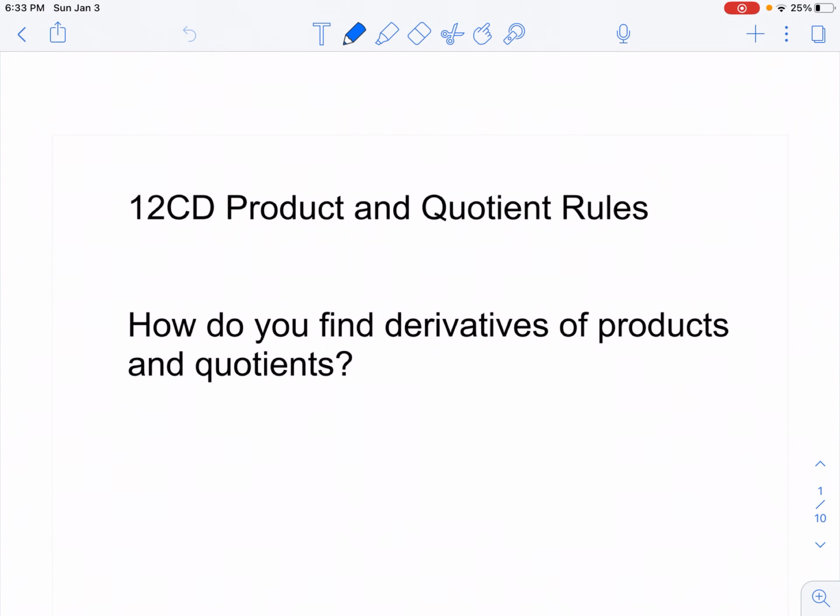All right, so before in 12b we learned the chain rule, and that was how to find derivatives of composite functions. And today we're going to learn about the product and quotient rules. So how do you find derivatives of products and quotients? Two functions multiplied together or two functions divided.